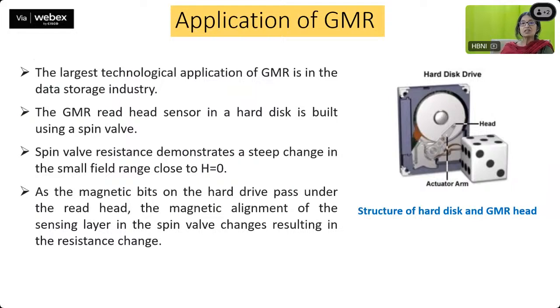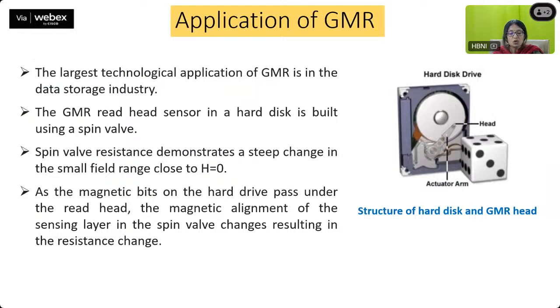So what is the application? Why do we need to have this giant magnetoresistance? What is the major application? The largest technological application of GMR is in the data storage industry. So the GMR read head sensor in a hard disk is built using a spin valve. If you remember, in the spin valve you have a pinned antiferromagnet layer. The spin valve resistance demonstrates a steep change in the small field range where H is equal to 0.